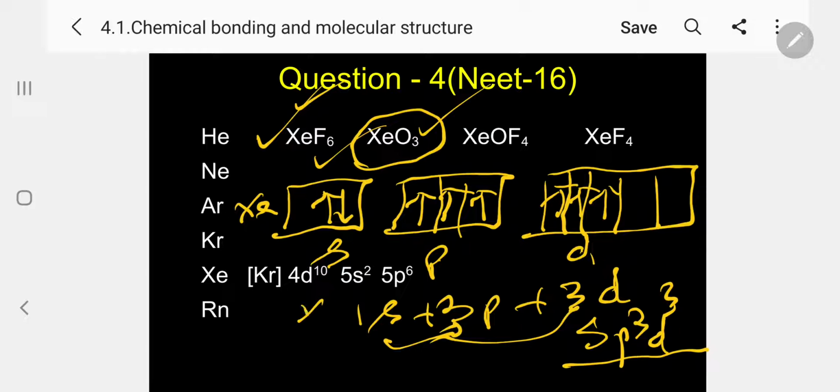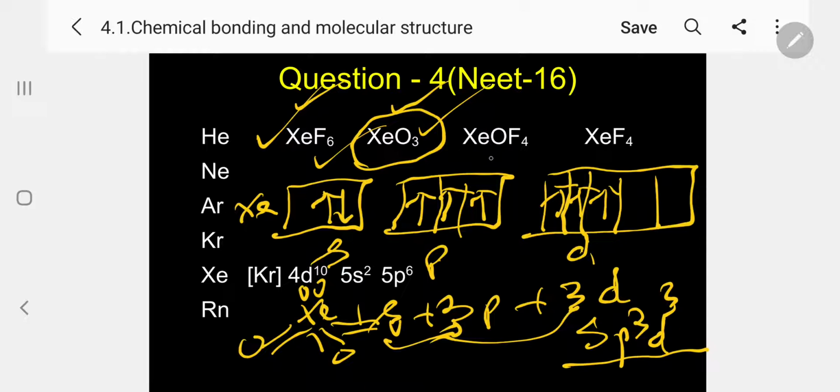Actually the shape will be pyramidal. Kindly follow how it will be. X is the center, and there will be a lone pair here. The shape will be pyramidal. So pi bonds will not do harm. It is just like ammonia, the shape is pyramidal, with one lone pair. Kindly follow. So we are predicting this one.